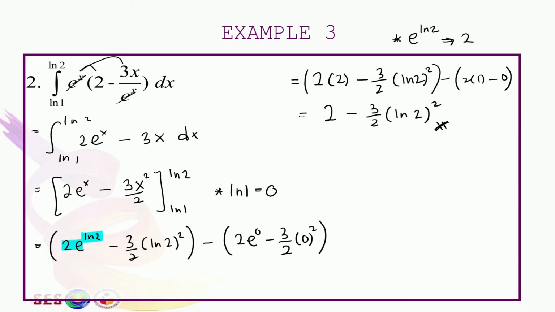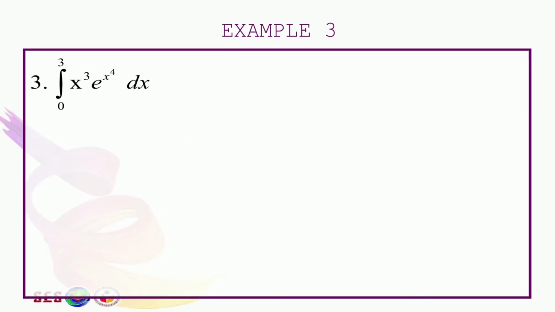Okay, next we go to example 3, question number 3, where we have a definite integral. The limit from 0 until 3, x cubed multiplied with e to the power of x to the power of 4. For this integration, we need to use the substitution method. First of all, we need to let u equal x to the power of 4, and then find the derivative. So we have du equals 4x cubed dx.